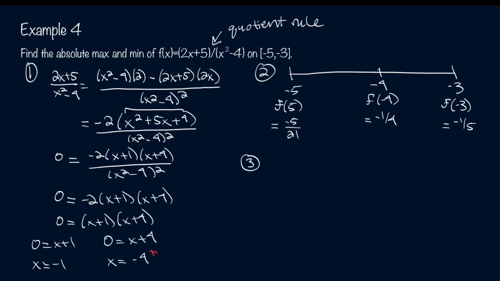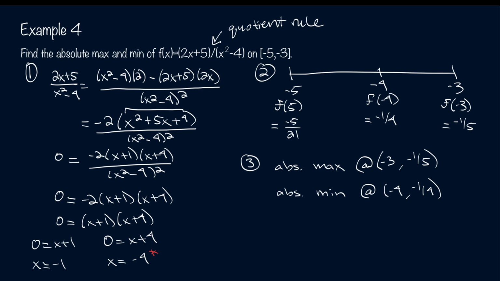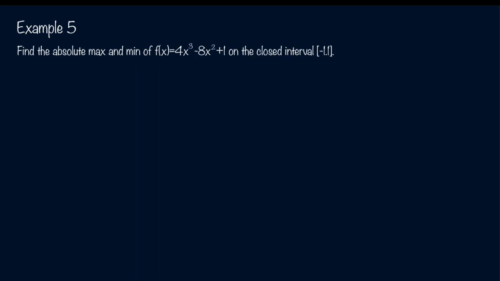Now that we have those values, we can show that the absolute max is going to be at negative 3, negative 1/5, and then our absolute min is going to be at negative 4, negative 1/4. So this is for example 4.